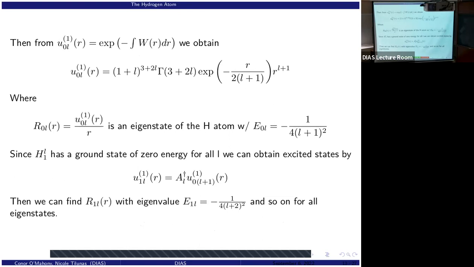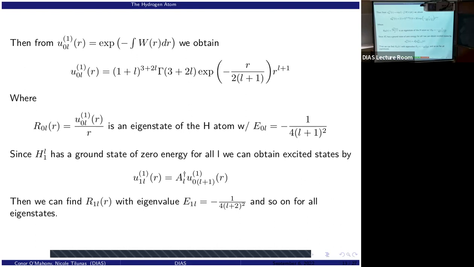Once we obtain the superpotential, we can find the ground state. The first equation there shows the ground state with the constant, the value there being after normalization. After that, we can get the radial component, which is an eigenstate of the hydrogen atom with the eigenenergy of 1 over 4 (l plus 1) squared. The two systems' Hamiltonians are related to the hydrogen atom by the integer l. So the partner system would be the Hamiltonian of l plus 1, and if we find in that system l plus 2, we can correspond that to the first system.